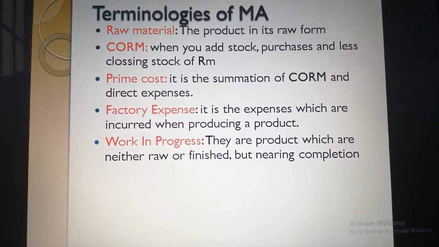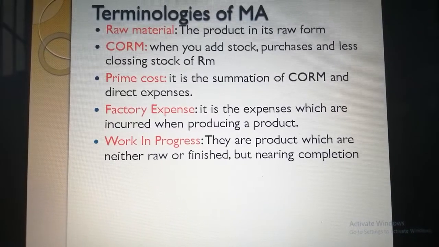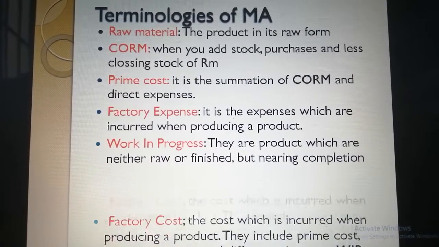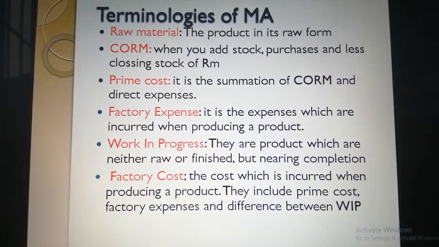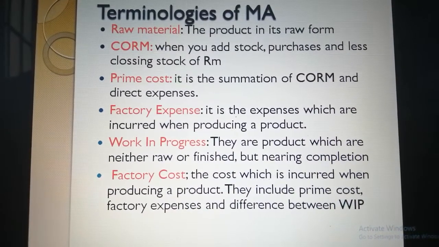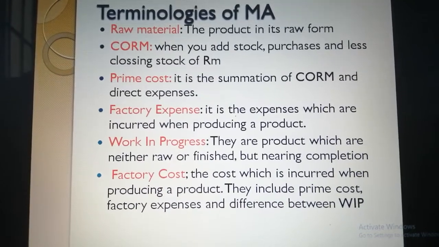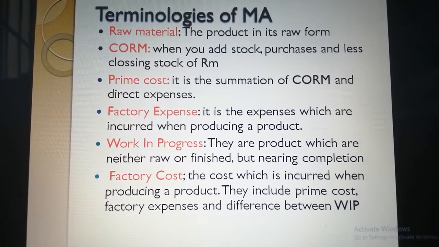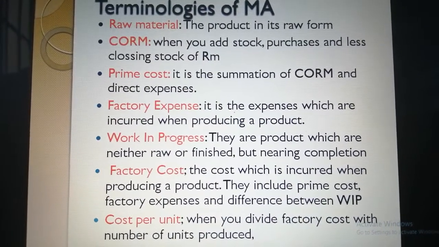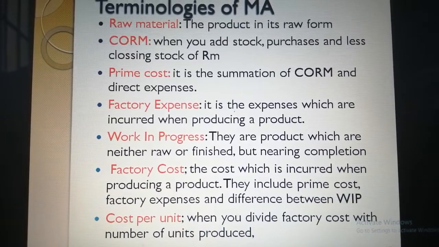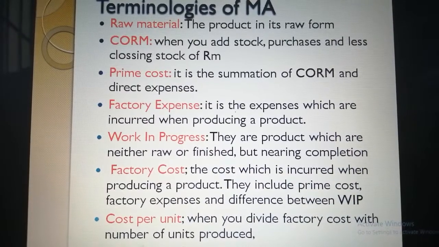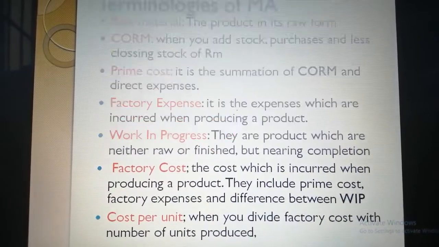Work in progress, they are products which are neither raw nor finished but nearing completion. Factory cost, the cost which is incurred when producing a product. They include prime cost, factory expenses, and difference in work in progress. Cost per unit: when you divide factory cost by the number of units produced, you get cost per unit. So this is the cost of producing a product.